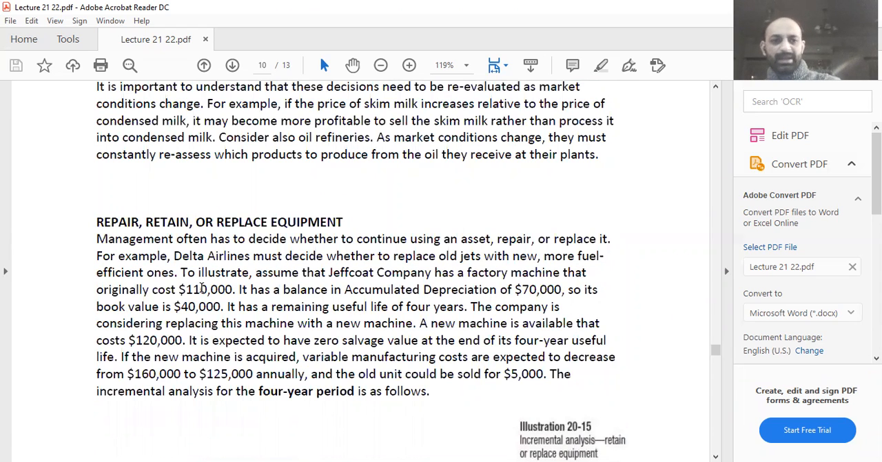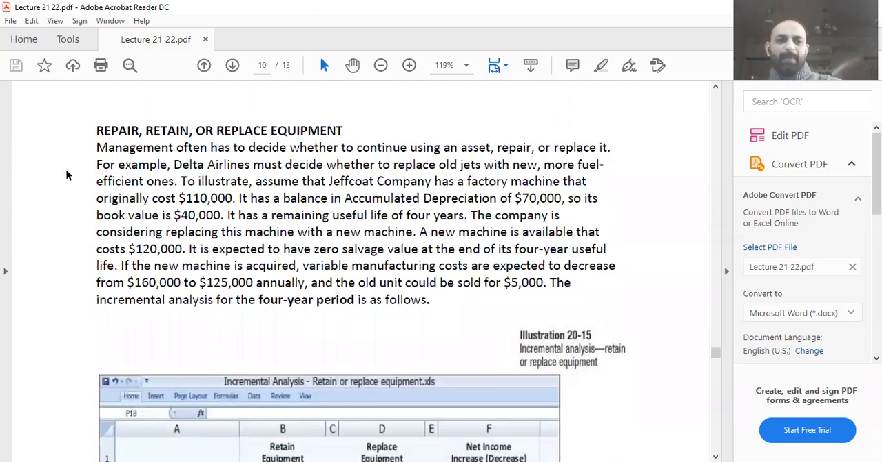Repair, retain, or replace equipment. Management often has to decide whether to continue using an asset, repair, or replace it. For example, Delta Airlines must decide whether to replace old jets with new, more fuel efficient ones.